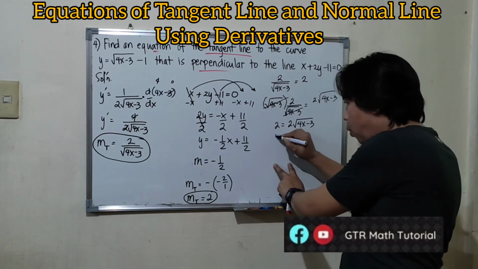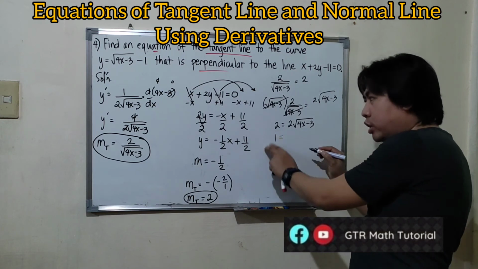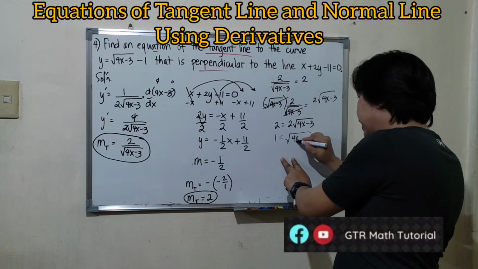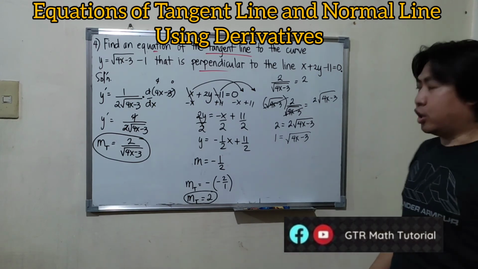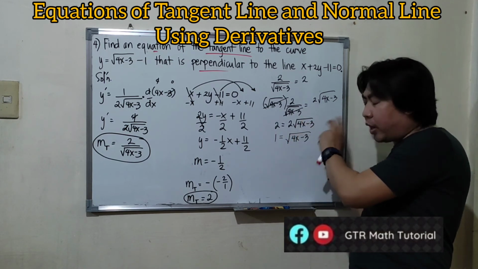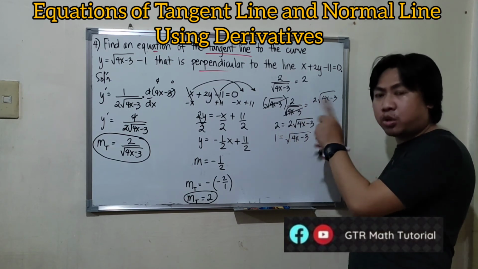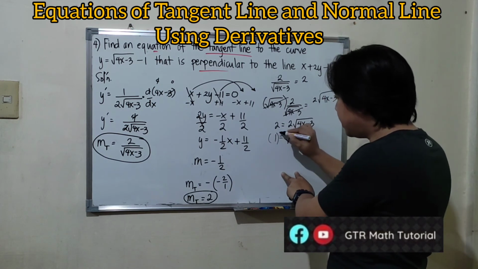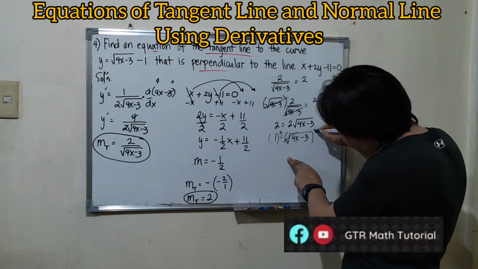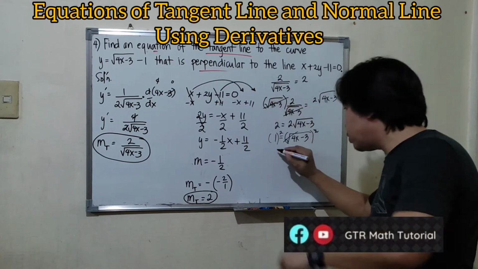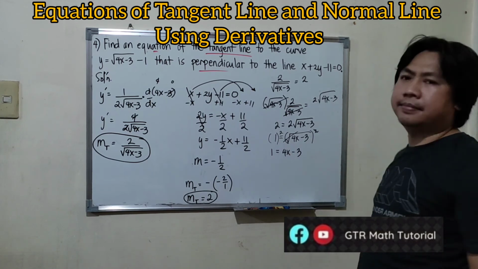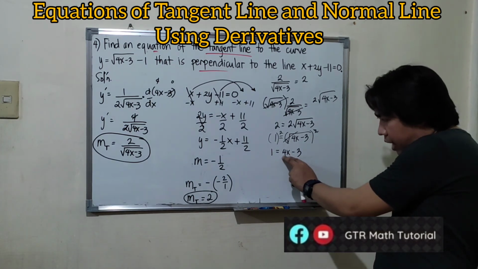So, therefore, we have 1 equals, 2 divided by 2 is 1, 2 divided by 2 is another 1. So, there. Square root of 4x minus 3. So, solve for x. We need to remove the radical. Square root. So, the inverse of square root is square. So, square both sides to remove the square root. So, square both sides. So, cancel the radical and the square. 1 squared, 1 times 1 is 1 equals 4x minus 3. Okay? Solve for x. So, we need x to remain.